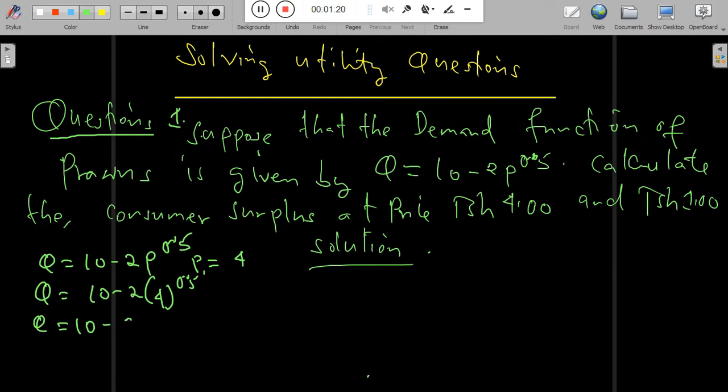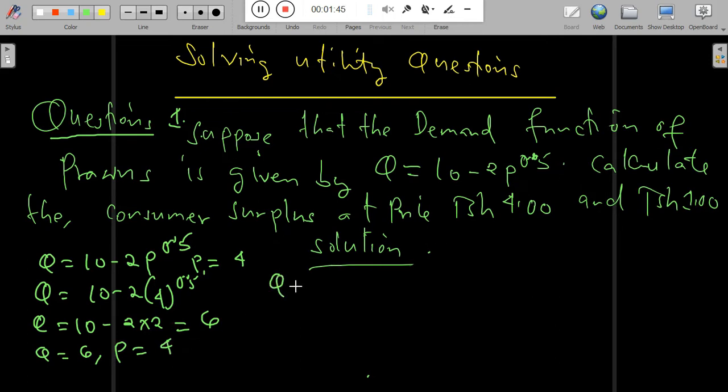So we take 10 minus 2 times 2, which is 4, and the answer is 6. The first output level from our demand function is equal to 6. Since our first output is 6, what about our price? Our price is equal to 4. We are given the price of 4.